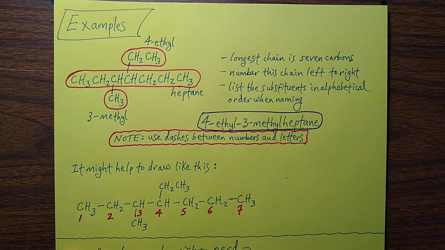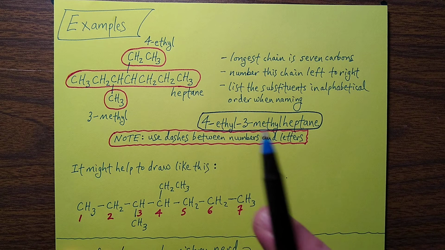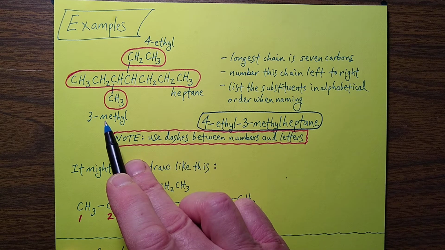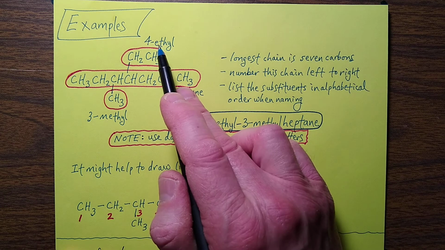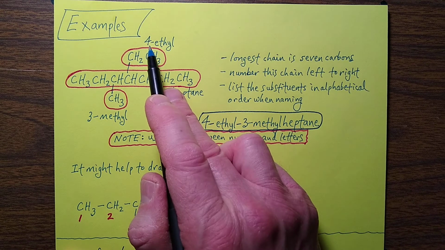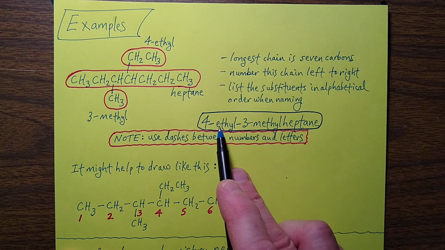Very important for you to be able to do that. It's a basic skill in naming these hydrocarbons. Then the thing you've got to do is name them and list them in alphabetical order. This starts with M, this starts with E, so this one will come first. So even though it has a higher number, it's going to come first in the name, so we list it first.